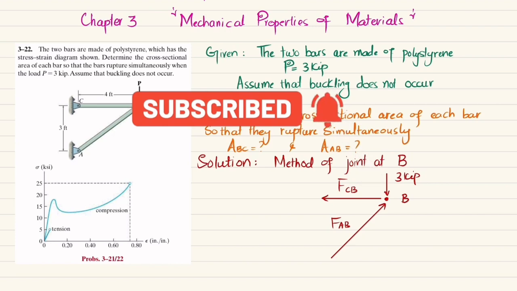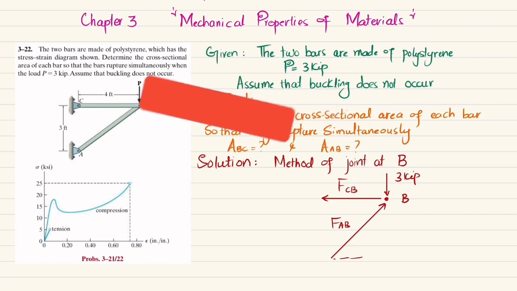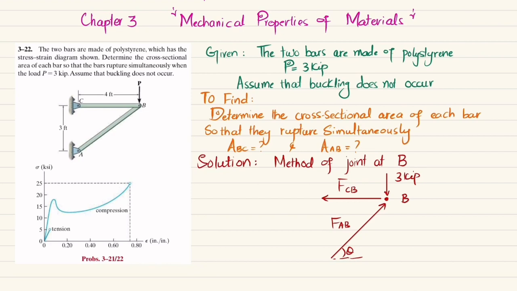Now, if you look at this, FAB will be at a certain angle theta. And you can see that this height is 3 feet and this length is 4 feet. So this hypotenuse will be 5 feet. This will be the ratio of their sides. So if I take sine theta, sine theta will be equal to 3 over 5. If I take cos theta, cos theta will be 4 by 5.